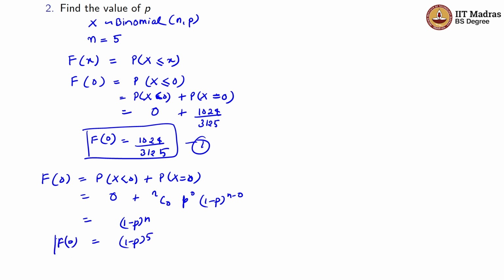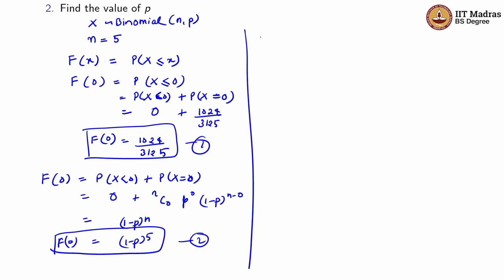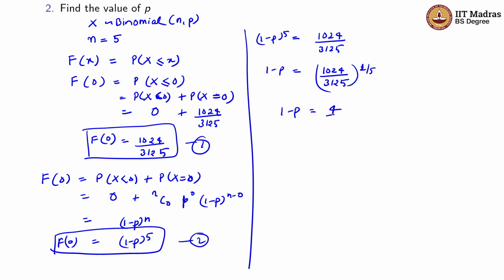So from equation number 1 and equation number 2, we can write that (1 minus p) to the power 5 is equal to 1024 divided by 3125. So 1 minus p will be equal to (1024 divided by 3125) whole power 1 by 5. Now we can find the value of p. So 1 minus p will be 4 divided by 5, so the value of p will be equal to 1 divided by 5, which is 0.2.